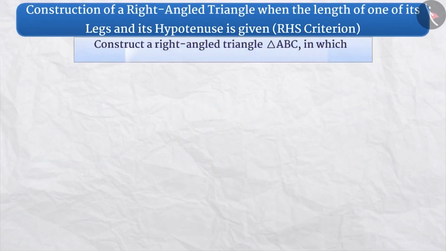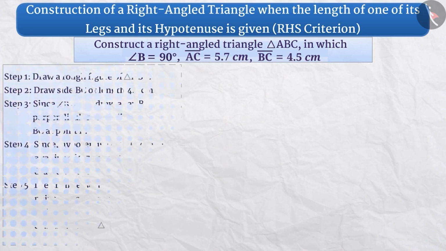Suppose we have to construct a right-angled triangle ABC. In ABC, the measure of angle B is 90 degrees, the length of the hypotenuse AC is 5.7 cm and the length of the side BC is 4.5 cm. Let us construct a triangle ABC with the given measurements.